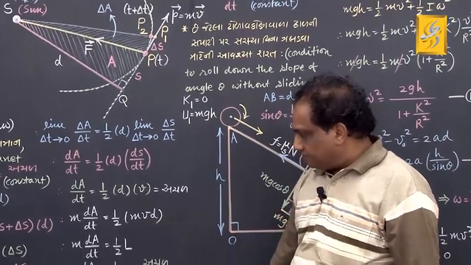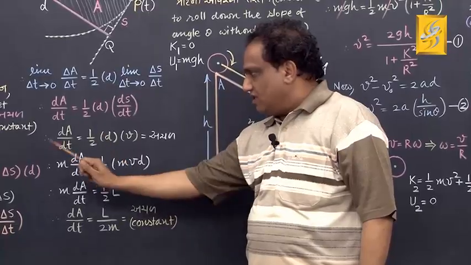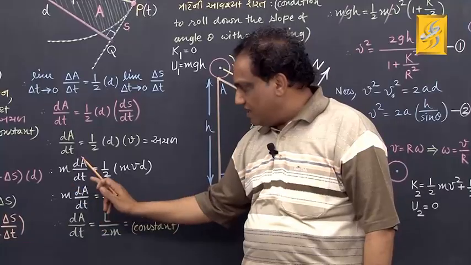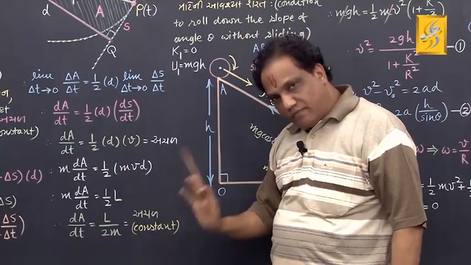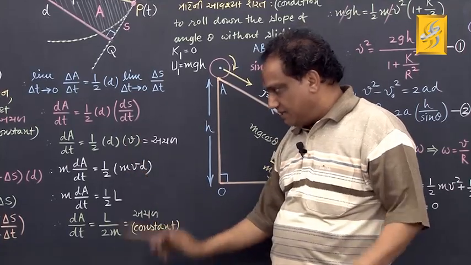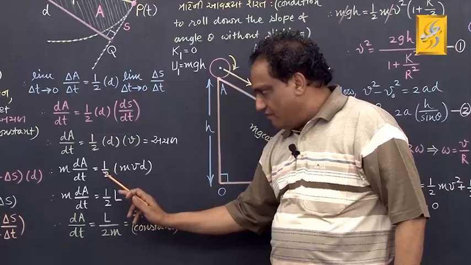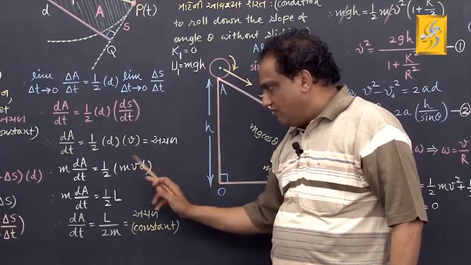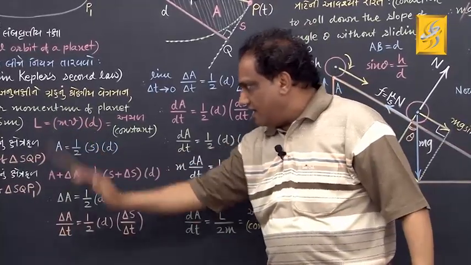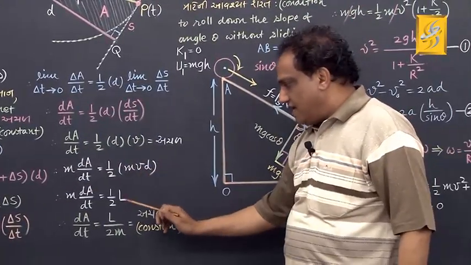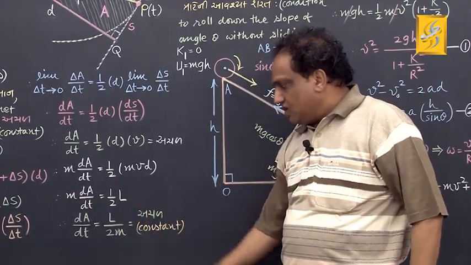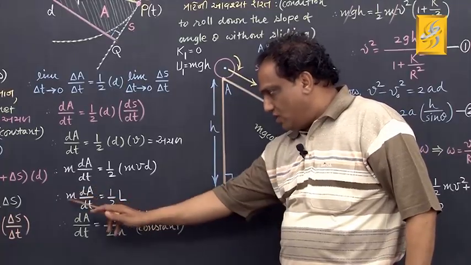And now tell me, just multiply on both the sides by m, that is the mass of the planet. Just multiply here, m into dA by dt, 1 by 2 as it is, multiplied by m into v into d, correct? Now what is this m into v into d? It is capital L, which is the angular momentum of the planet. Take this m down. So dA by dt would be L upon 2m.